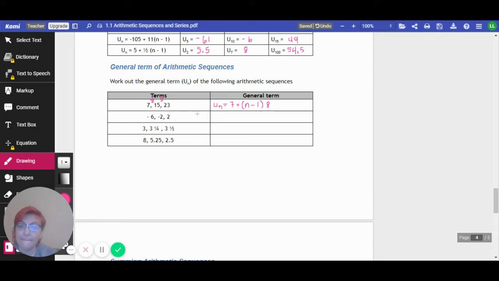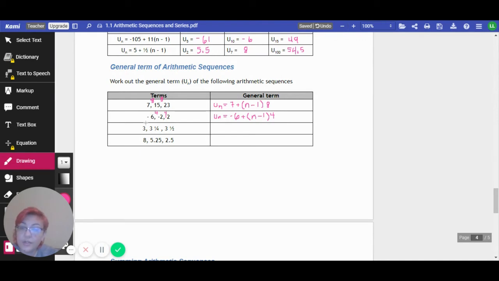All right. Negative 6 to negative 2 is 4. Negative 2 to positive 2 is 4. So my general term is first term negative 6 plus n minus 1 times 4.